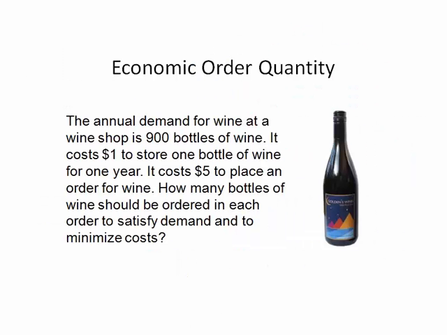Suppose the annual demand for wine at a wine shop is 900 bottles. It costs $1 to store 1 bottle of wine for 1 year, and it costs $5 to place an order for wine. How many bottles of wine should be ordered in each order to satisfy the demand and to minimize costs?